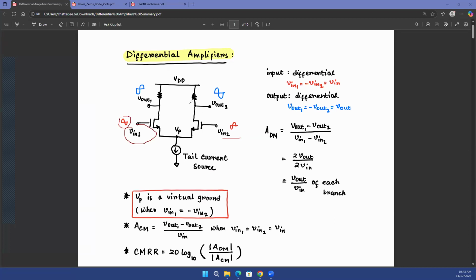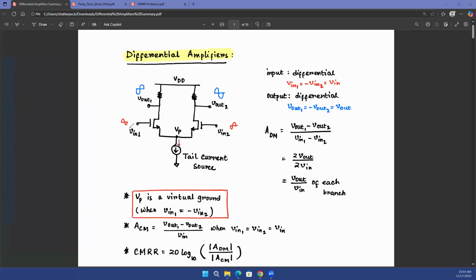You have also looked into two different approaches to find the gain of a differential amplifier. One is based on the superposition principle, where you consider V1 and V2 separately and do the analysis. The second was to consider the half circuit of the differential amplifier, that is, the AC equivalent half circuit. Because if this tail current source is an ideal current source, looking into it you'll see infinite impedance.